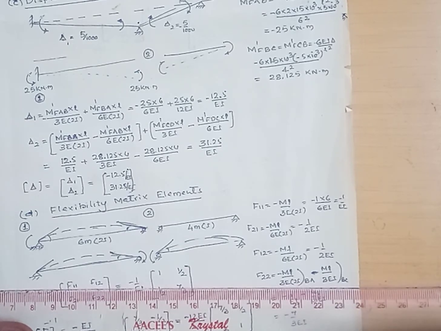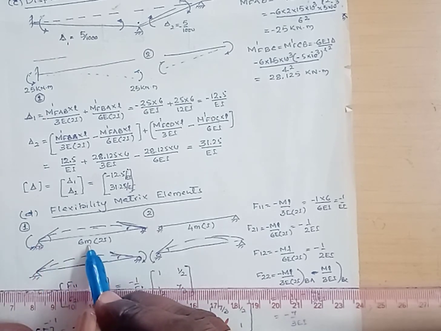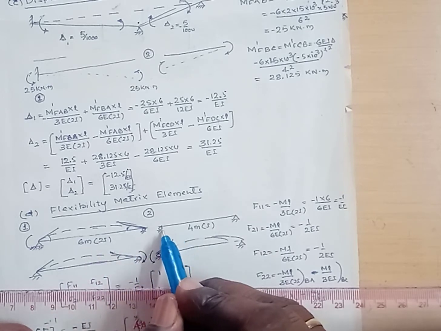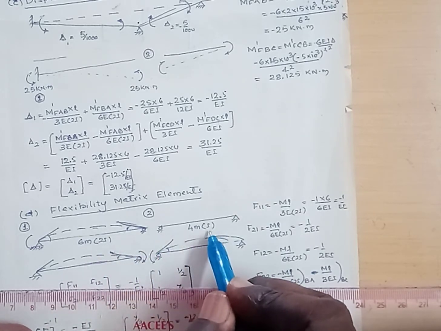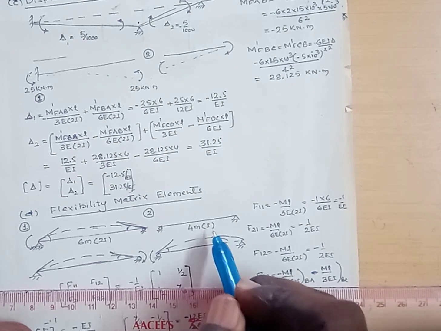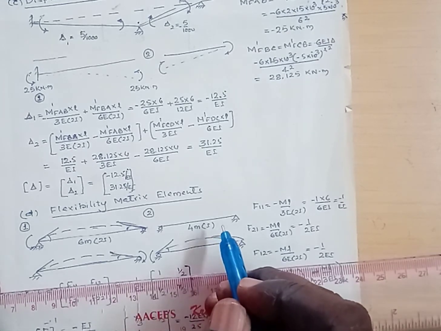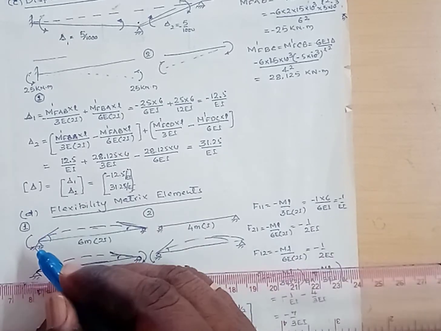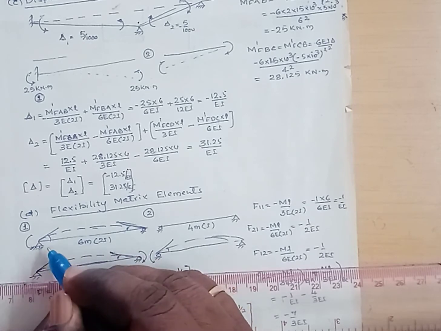and stable structures by applying a roller at one end and a hinge at the other end, that is a determinate structure. In span AB, the length is 6 meter and the moment of inertia is 2I. In span BC, the length is 4 meter and the moment of inertia is I. Here we can apply the unit moment at coordinate 1 separately. First we have to apply unit rotation at coordinate 1.